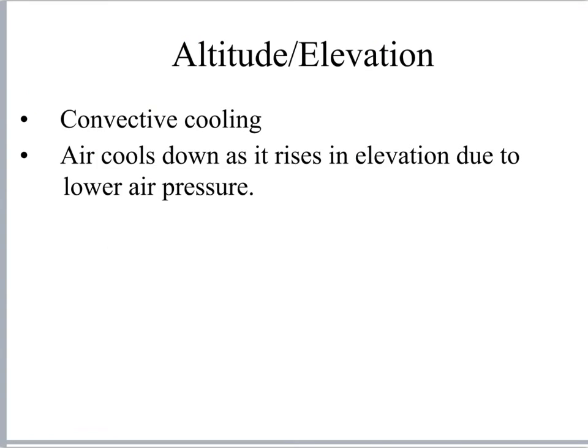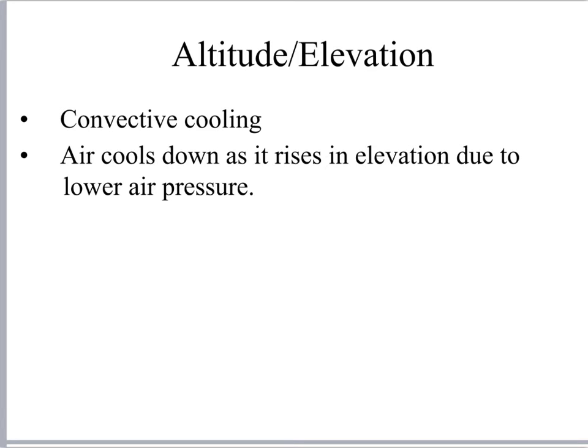Okay, the next factor is altitude or elevation. We've talked about how as air rises, it cools down. That convective cooling, as it rises, the air pressure decreases, and that causes it to expand and cool down. So when we're looking at mountain ranges and air is rising up over mountain ranges, it's going to get colder as it goes up. On the downside, as it's going down the side of a mountain, the opposite is going to happen. It's going to warm up.